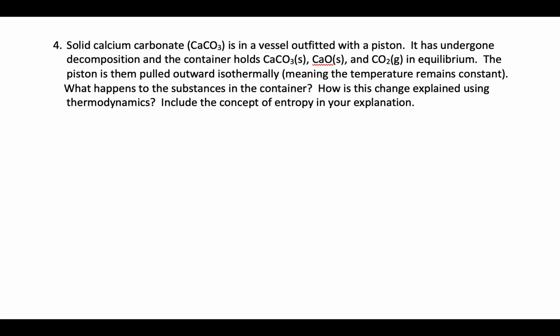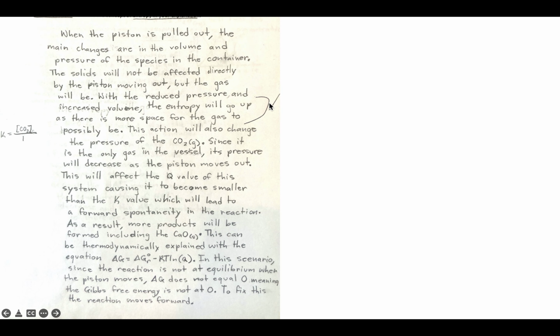This one here, we had quite a few different responses. The scenario begins with a container in which calcium carbonate had partially decomposed and included in equilibrium calcium carbonate, calcium oxide, and carbon dioxide, and then changing the system here by pulling a piston outward isothermally and explaining what happens and how thermodynamics is part of the explanation. Let's look at the details within this one.